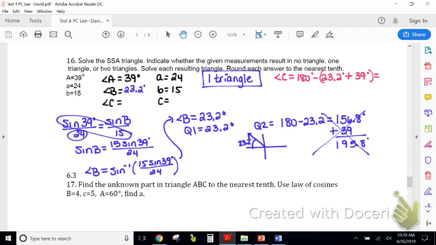Which is? Good. So angle C is 117.8 degrees, and I'm sorry, I know this is messy. But now we've got to find side C. How are we going to do that?